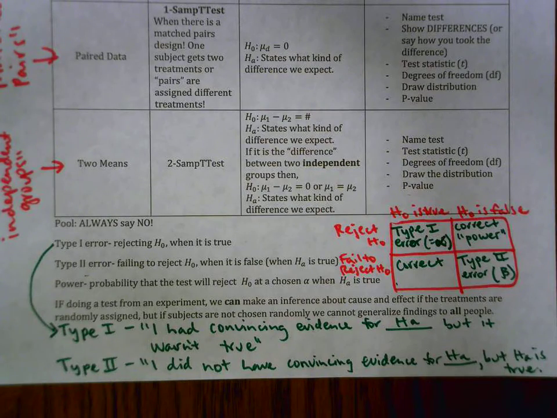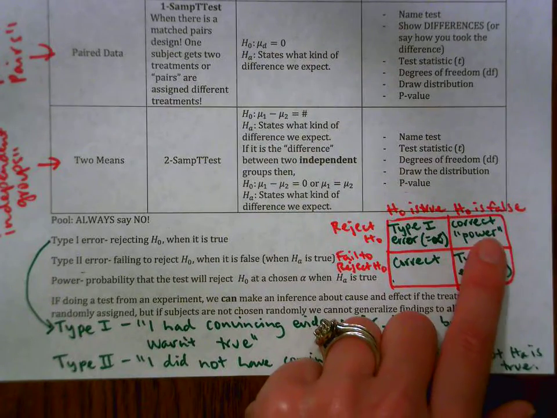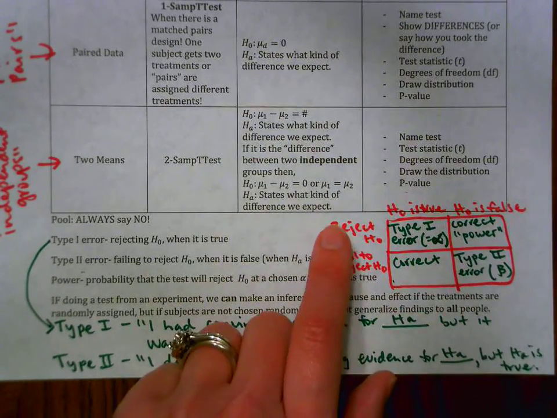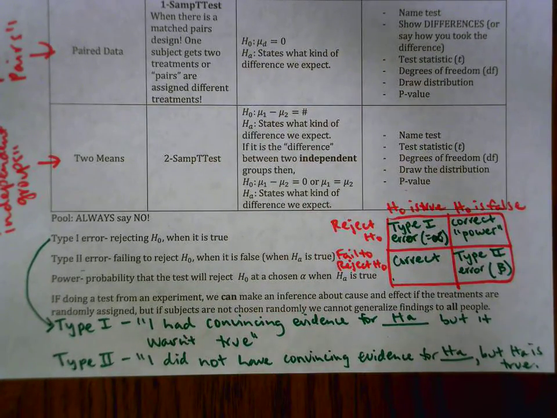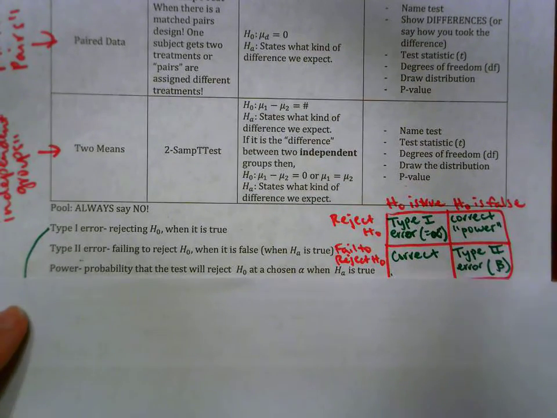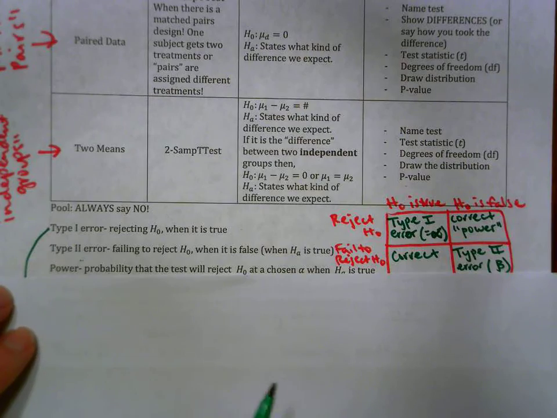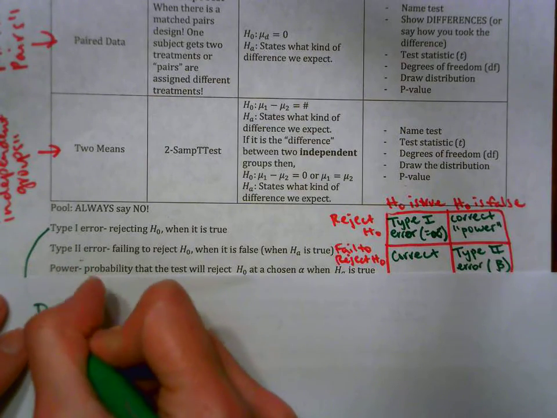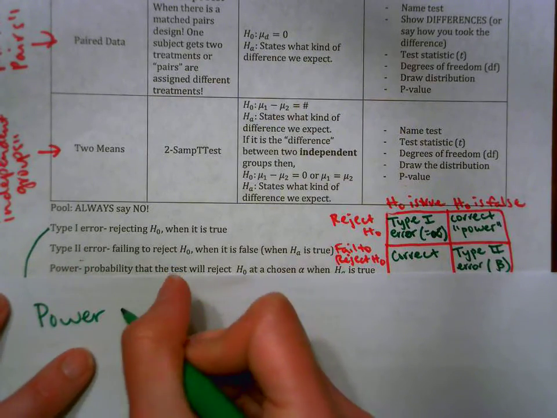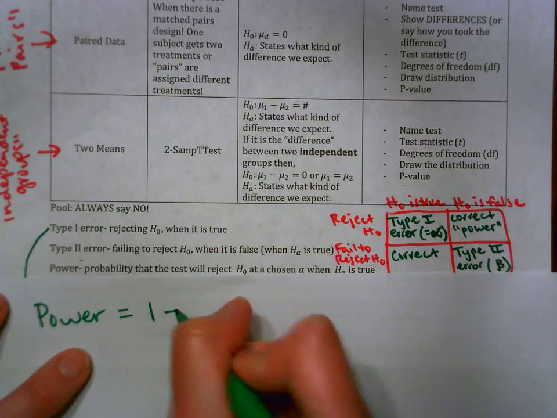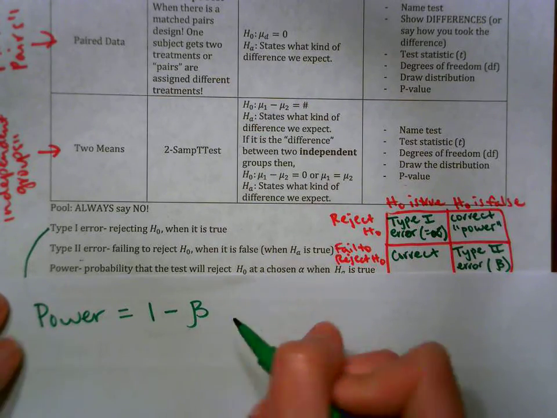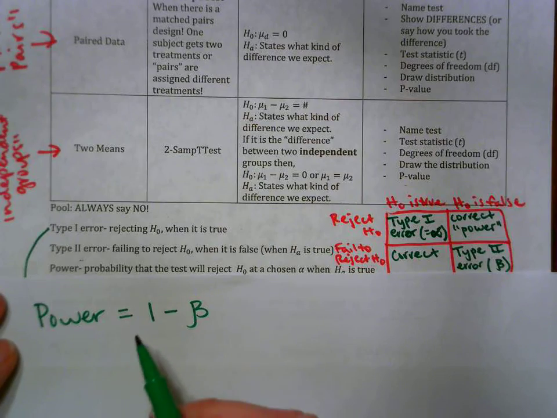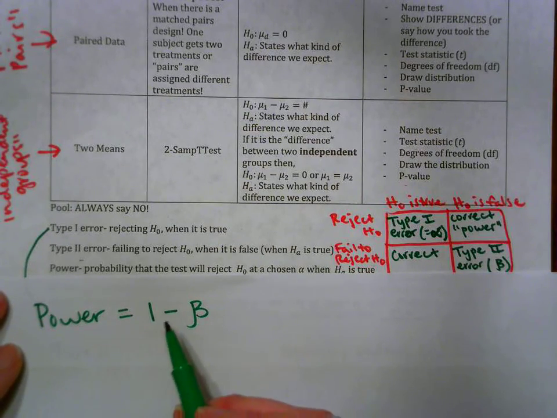For power, we know power is a good thing, right? Power is the probability of being correct when you reject the null. I'm going to write it just on here because I'm running out of room. So technically, power equals 1 minus the probability of a type 2 error. I don't think you really need to know that, but it helps you know what that means.